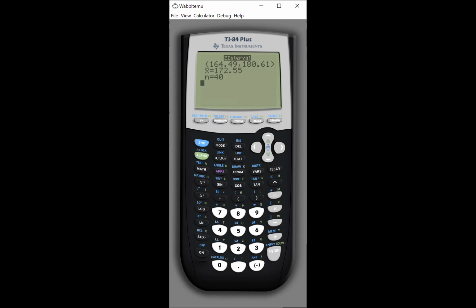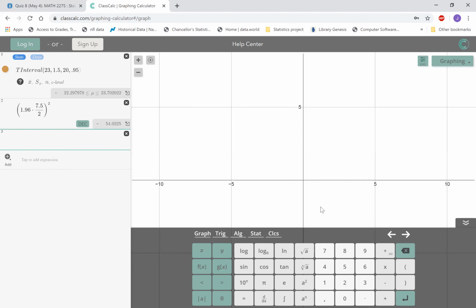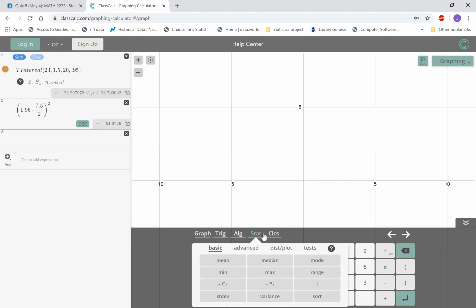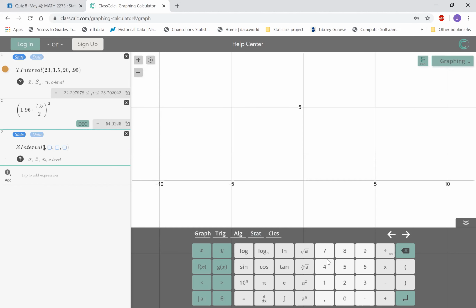All right, so let's do ClassCalc. For ClassCalc, you go over here where it says stats, then tests. Instead of the T interval, now we're doing the Z interval, which should be in the first row all the way at the end. So you put sigma equal to 26, X bar equal to 172.55, and my sample size is 40, so you put 40. Lastly, my confidence level is 95%, so put 0.95.